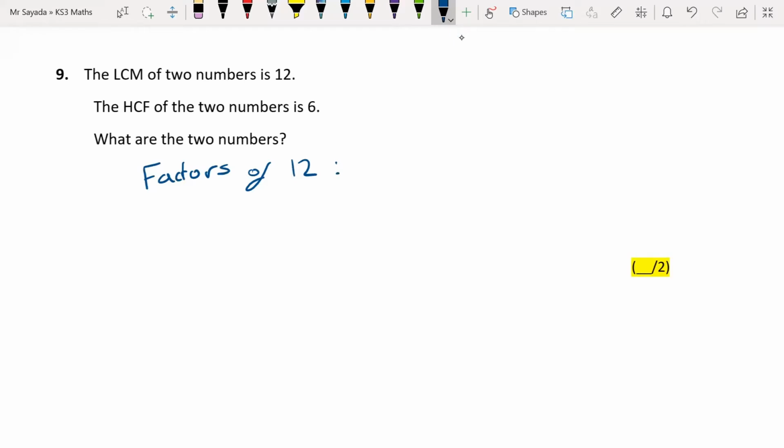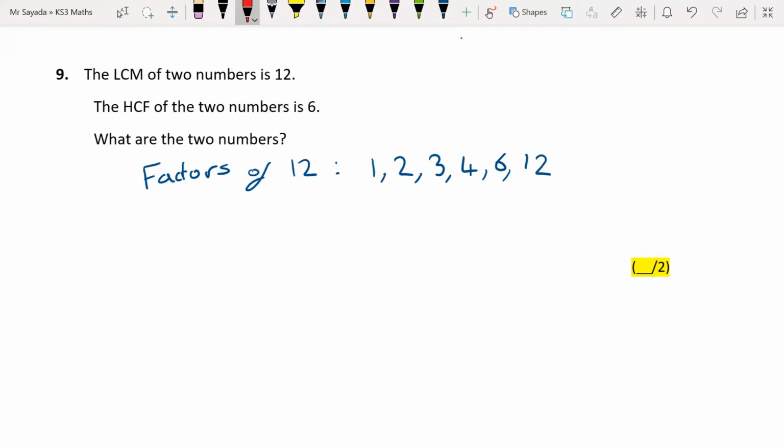Hopefully you've got that the factors of 12 are 1, 2, 3, 4, 6, and 12. So I know that the two numbers must be two of those numbers. Then I know that the highest common factor is 6. Now, if the highest common factor of the two numbers is 6, these must be two numbers that have a factor of 6. So that means I can now cross out some of my numbers. Which of these six numbers that I've written do not have a factor of 6? Pause the video to work it out. Press play once you're ready.